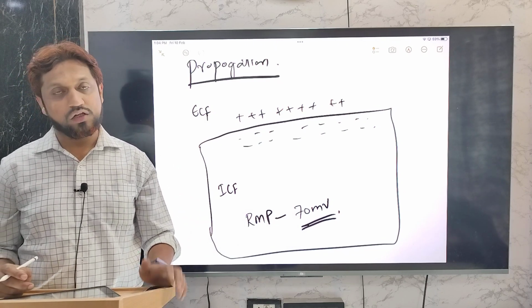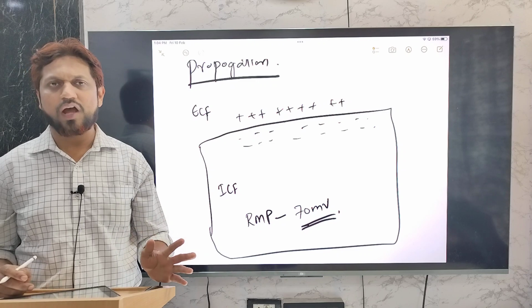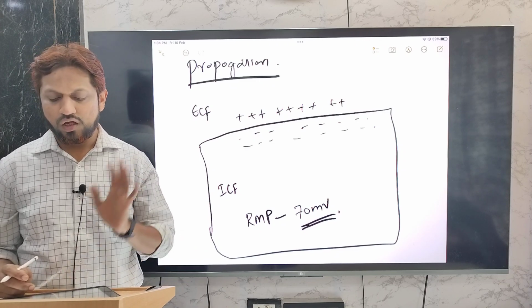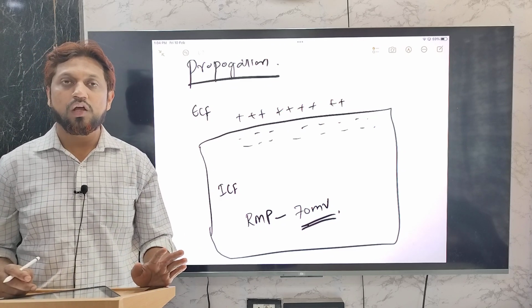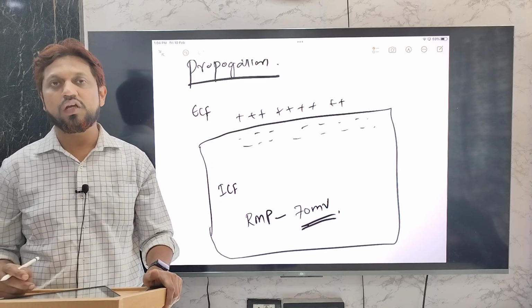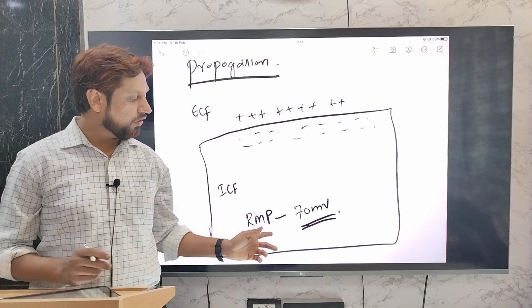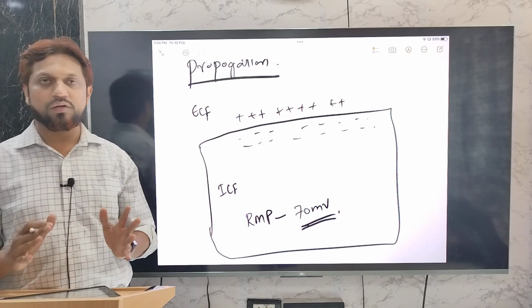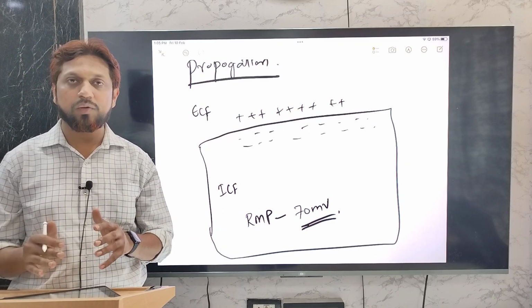Why it is minus 70, why it is negative, there are so many factors we have discussed in the video on resting membrane potential. So please go back to the playlist of general physiology and nerve muscle physiology, and watch that video on resting membrane potential to have a clear concept of that. Then come back to this particular topic, action potential.